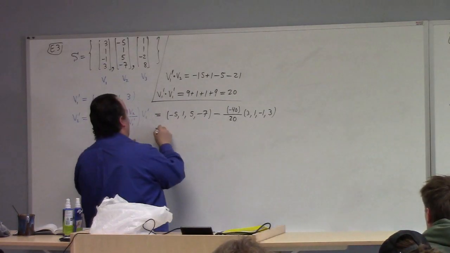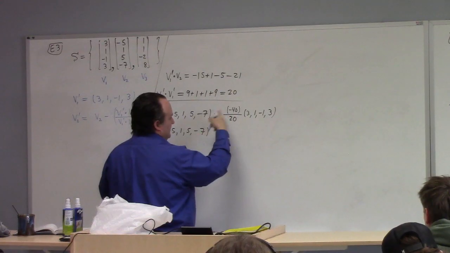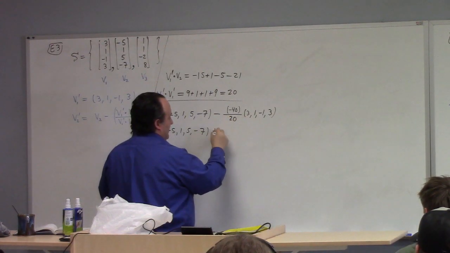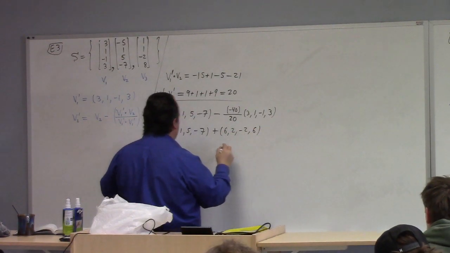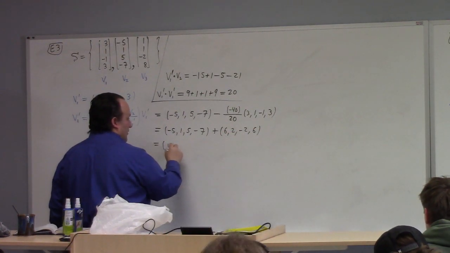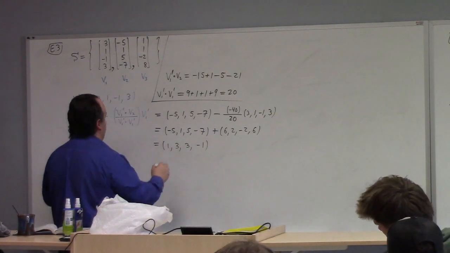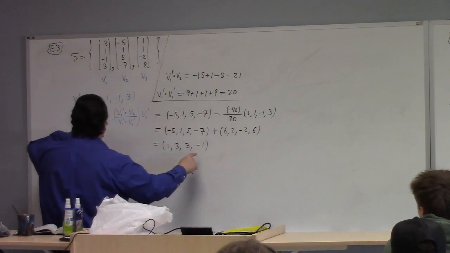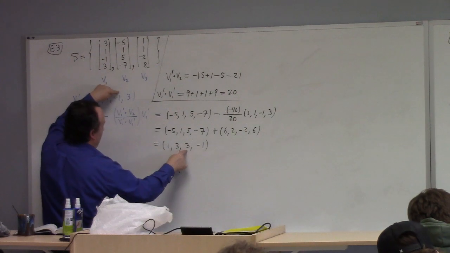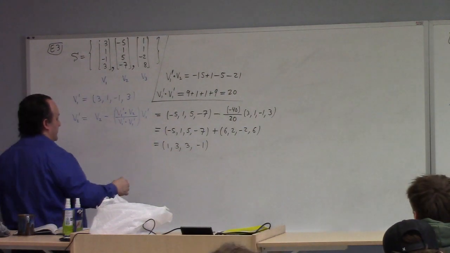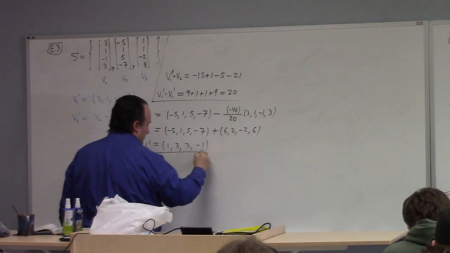So what we got here is minus 5, 1, 5, minus 7. And minus minus is a plus, and that's a 2. So we get plus 6, 2, minus 2, 6. I believe that works out to 1, 3, 3, minus 1. All right, so if I take the dot product of this guy, my alleged V2 prime, I get 3 plus 3 is 6, minus 3 is 3, minus 3 is 0. Hooray, V2 prime is indeed this.